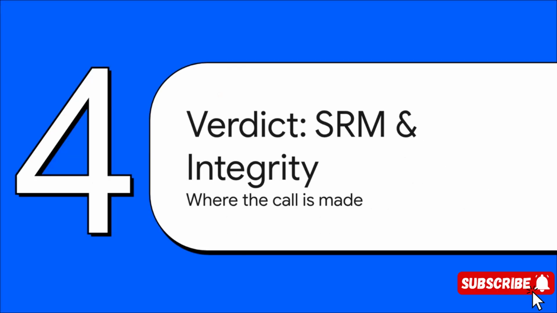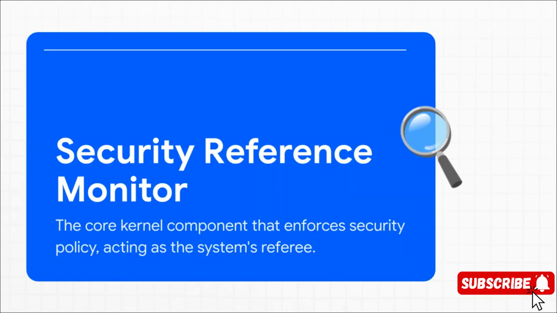Okay, so now we have our two main players on the field. On one side, you've got your access token, your wallet full of SIDs. On the other side, you've got the object security descriptor, its rulebook. So, who makes the call? We need a referee. And that referee is the Security Reference Monitor, or SRM. This thing is a major part of the Windows kernel running at the very core of the operating system. It's the ultimate judge. Every single access request has to go through the SRM. It's the one that has the final, non-negotiable say. It's the code that literally says yes or no.